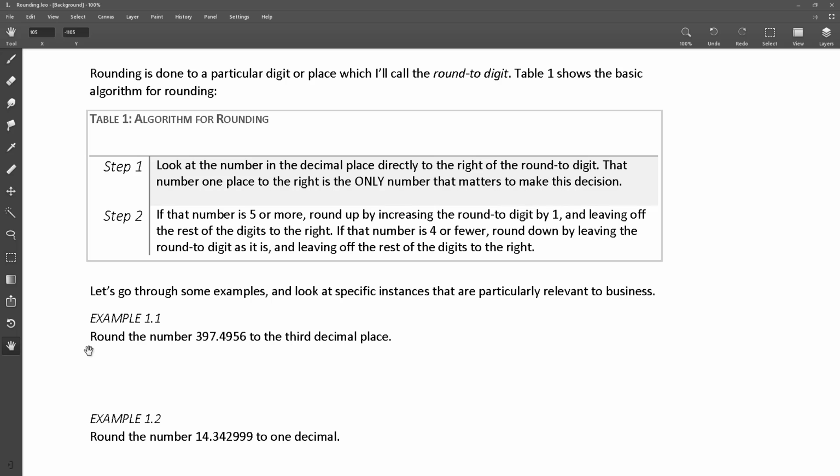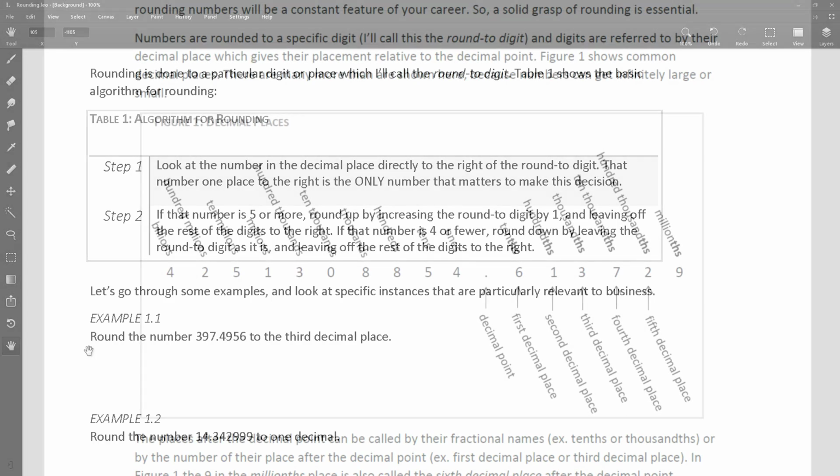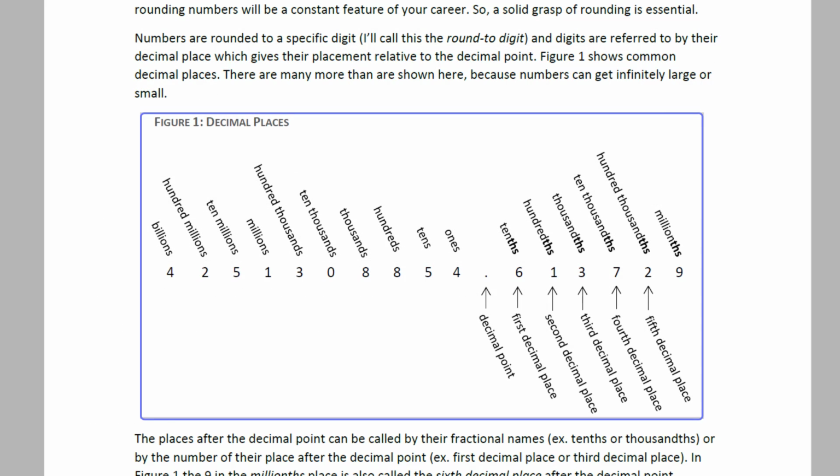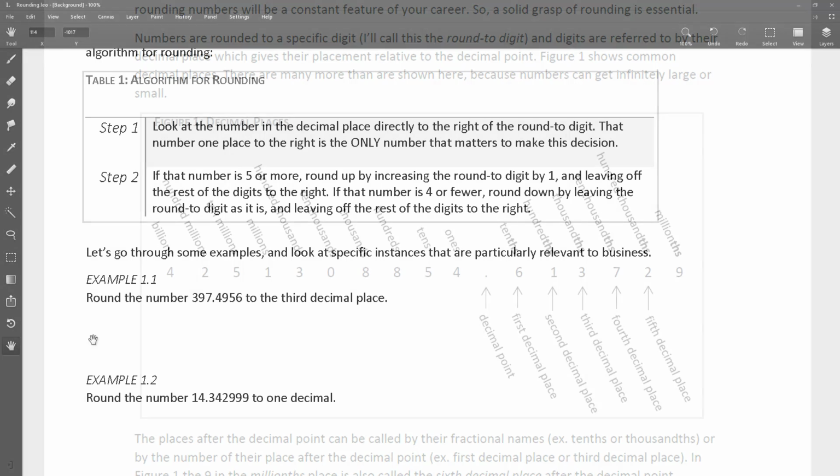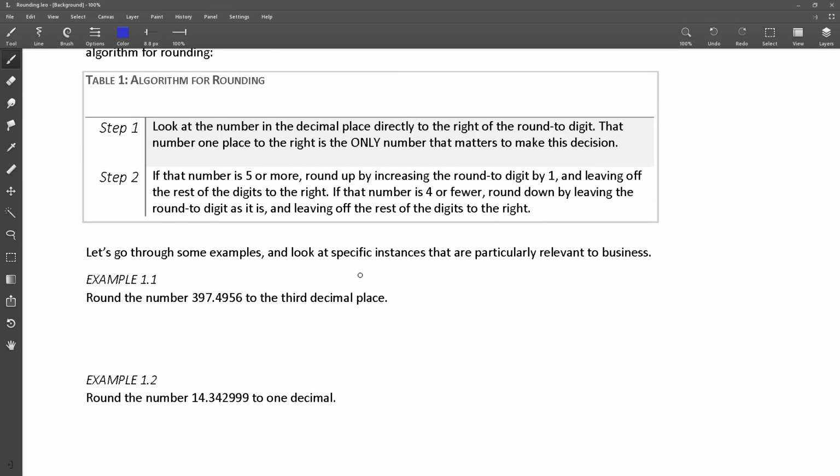Okay, welcome back. In this video, we are going to go through some examples applying our algorithm for rounding and using the designations that we went over in figure 1 to refer to the decimal places. So taking a look at example 1.1, it says round the number 397.4956 to the third decimal place. So the third decimal place is the third digit after the decimal point, and in this case that is a 5. That is what we call the round 2 digit.